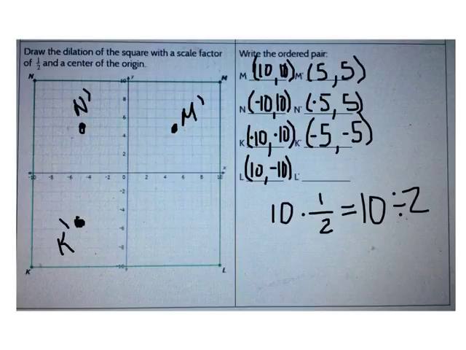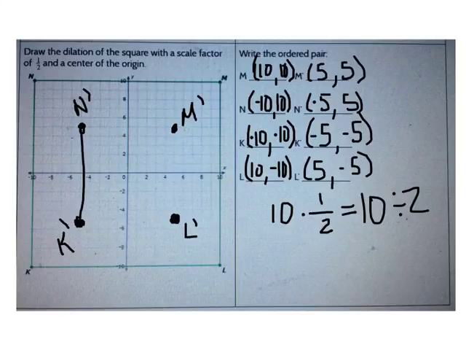What would be the new ordered pair for L prime? Well, 10 times 1/2 is 5. Negative 10 times 1/2 is negative 5. So L prime could be graphed at 5, negative 5. Now I can connect my vertices to make my dilated shape.